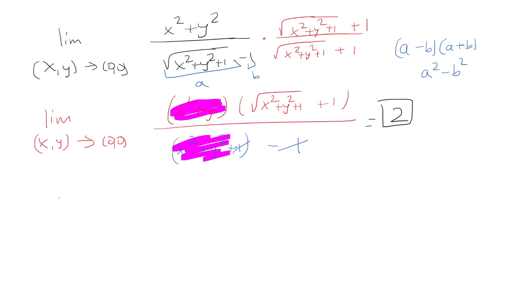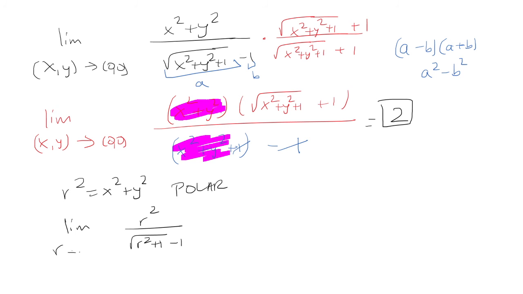Now the other approach is to notice that r squared is x squared plus y squared. This is from polar coordinates. So we're going to make a substitution. For every x squared plus y squared, we're going to replace it with r squared. So that's really r squared over the square root of r squared plus 1 minus 1. And here, r is going to approach 0 from the right, because r represents a radius, and it doesn't make sense to approach 0 from the left, because the radius can never be negative. So here we're looking at the radius approaching 0 from the right.